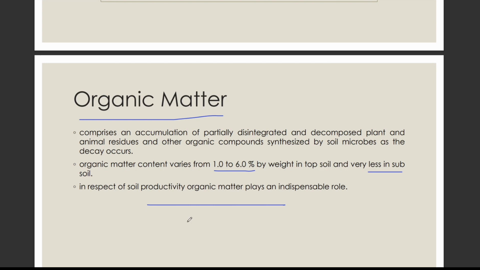If we see the soil surface, on the uppermost surface we have the topsoil, and in the lower portion of this topsoil we have the subsoil. This is just a diagram, and in respect of soil productivity, organic matter plays an indispensable role. Indispensable means a very important role.